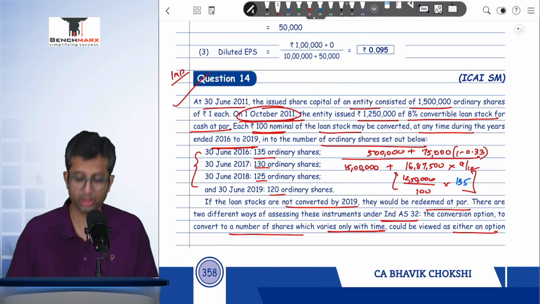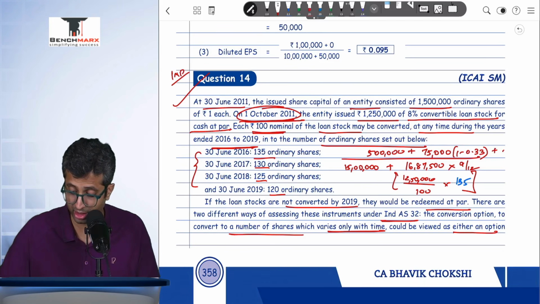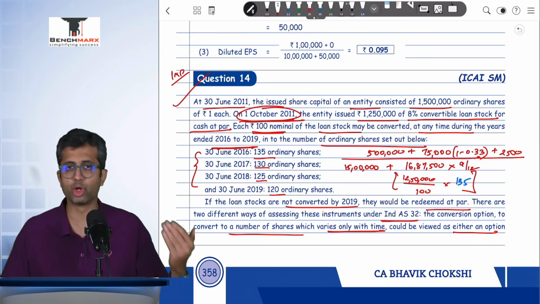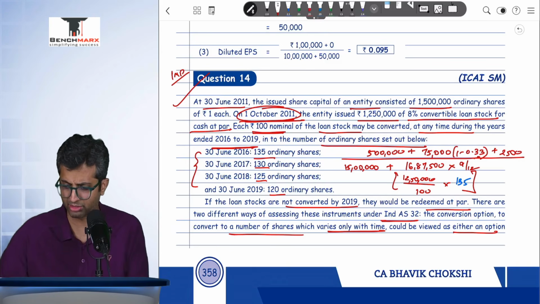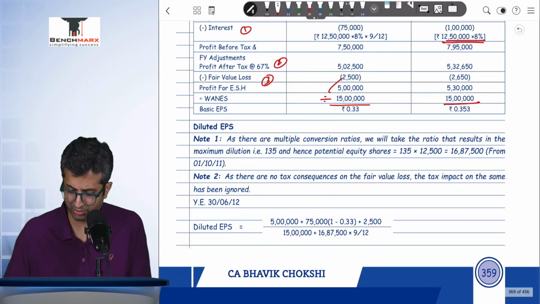That is 0.33, 1 minus 0.33, and 2,500. Will I do into 1 minus t over here? The answer is no, because they do not have any tax impact. So there will be no consequential tax savings which need to be reversed. So 75,000 into 0.67 plus 2,500 plus 5 lakhs comes to, I think, 552,750.